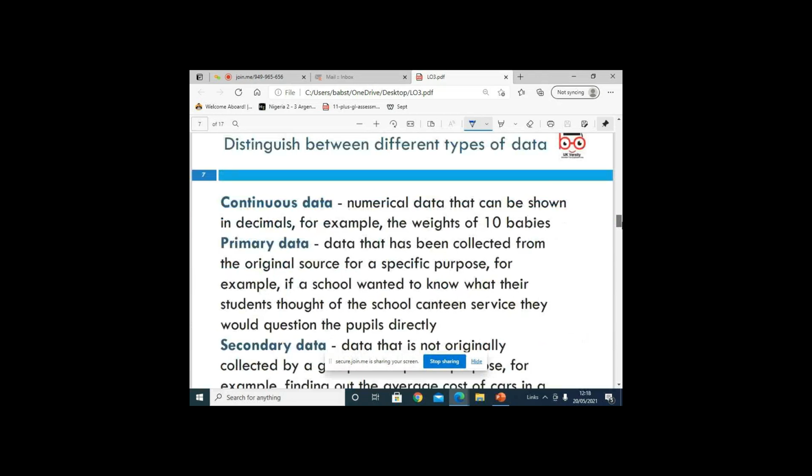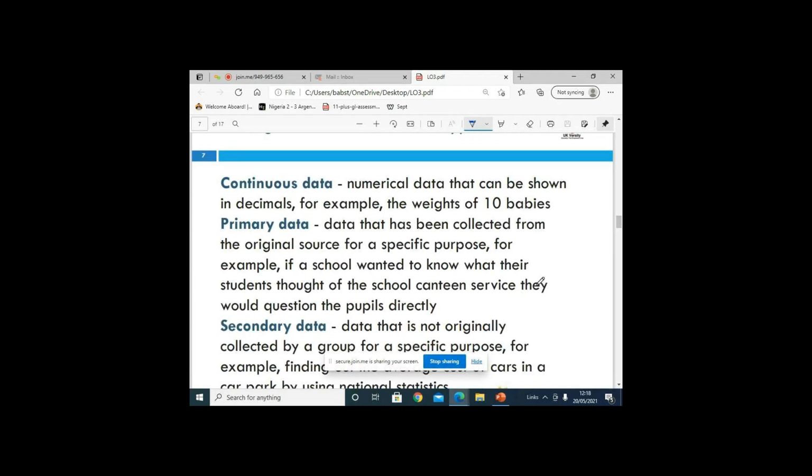So we also have what? This is another type. We also have continuous data. Continuous data are numerical data that can be shown in decimals. For example, the weight of 10 babies. When I gave birth to my baby, it was maybe 3.7 or things like that. You can write those in decimal. Even heights can be written in decimal. So they call them continuous data.